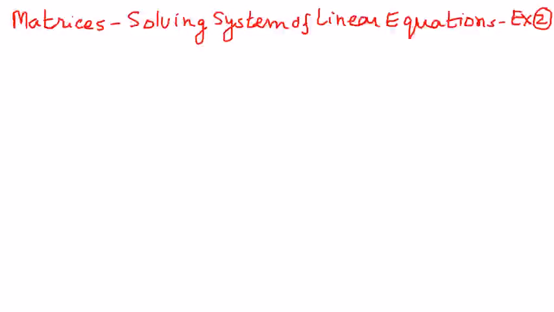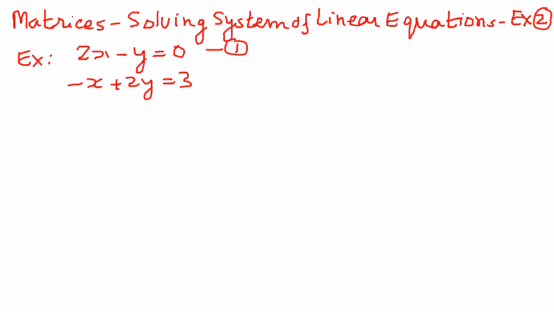Welcome to my presentation. In this presentation, let us try to solve a system of linear equations using the Gaussian elimination method. Let us take a simple example. In this example, we want to solve for the variables x and y, and the given equations are as follows: 2x minus y is equal to 0, and minus x plus 2y is equal to 3. Let's say this is equation number 1, this is equation number 2. We will use the Gaussian elimination method to solve this problem.